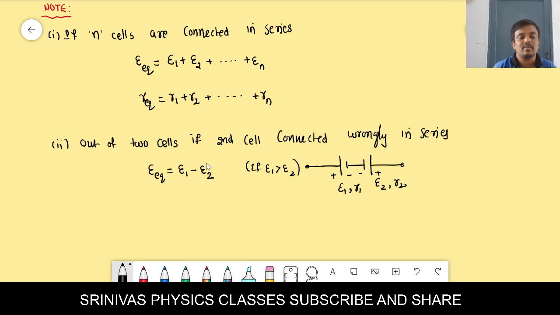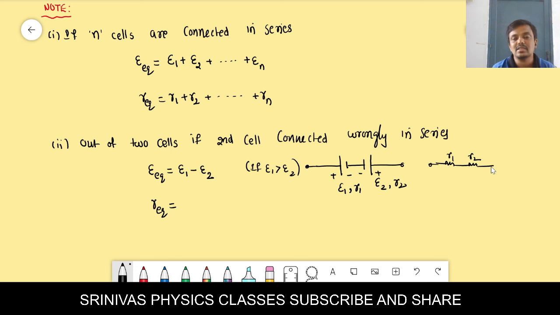We should write a minus sign because here the second cell is wrongly connected. That's why E2 is replaced with minus E2. And what about the effective internal resistance? We should not subtract these internal resistances. Remember it. Why? Because the first cell has some internal resistance, and the second cell also has some internal resistance.